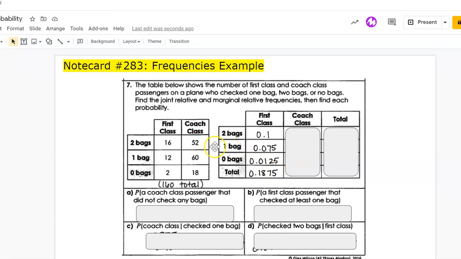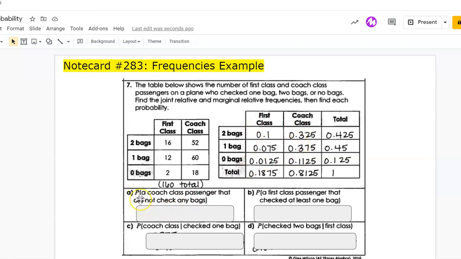Okay, coach class, you do 52 out of 160, and you get 0.325. And then so on. So you would do 60 out of 160 and 18 out of 160, and then add them up, and there is your marginal relative frequency. And then you just add across, and you add down, and they're all going to add to 1. It's kind of interesting. Anyway, that is your relative and marginal frequency table. So now we answer the questions.